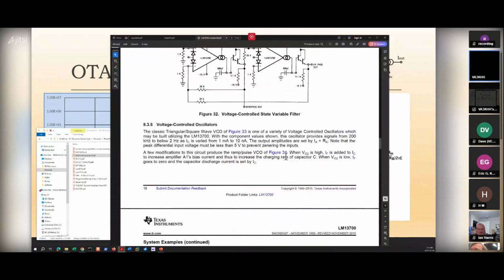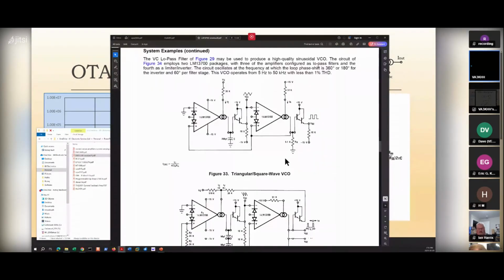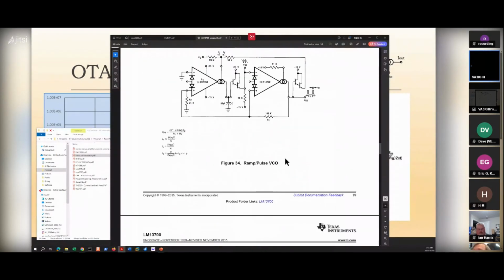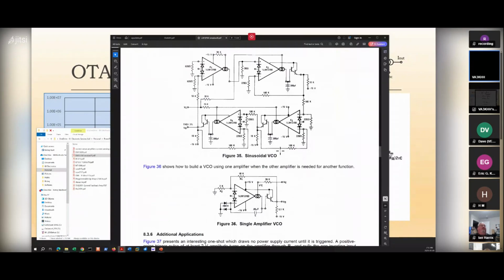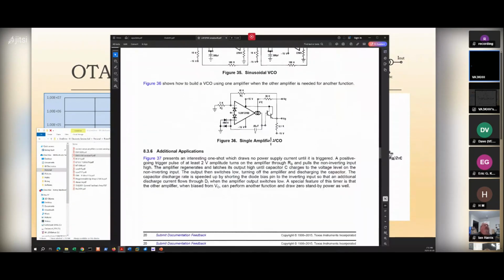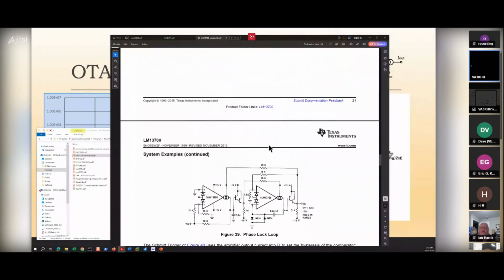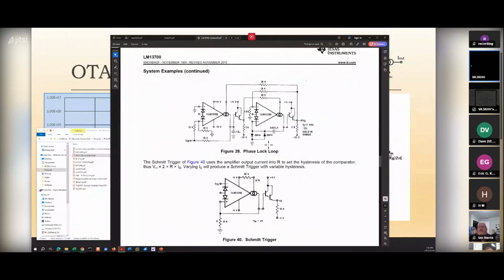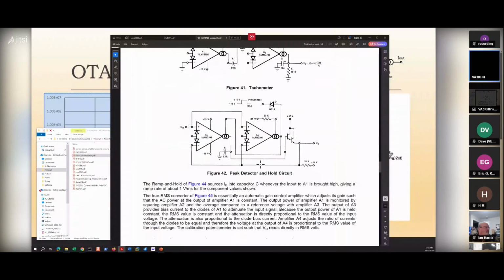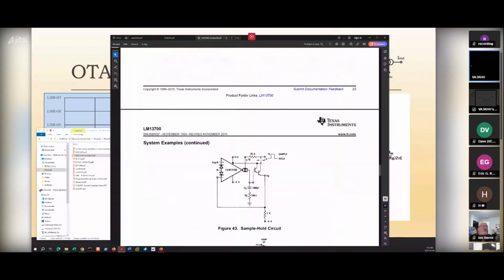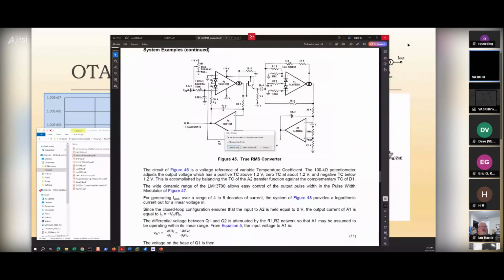So it looks like it has some decent possibilities for a relatively cheap thing, without having microcode or microprocessors and Si5351s. A sinusoidal oscillator, there are a lot of different applications, and it kind of goes on and on. Timers, a multiplexer, a phase lock loop, a Schmitt trigger. Very versatile. Tachometer, frequency to voltage in here somewhere, ramp and hold. Anyway, it just goes. So I'm just going to close that one.